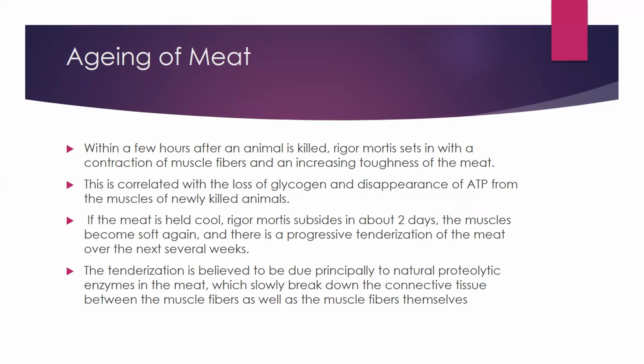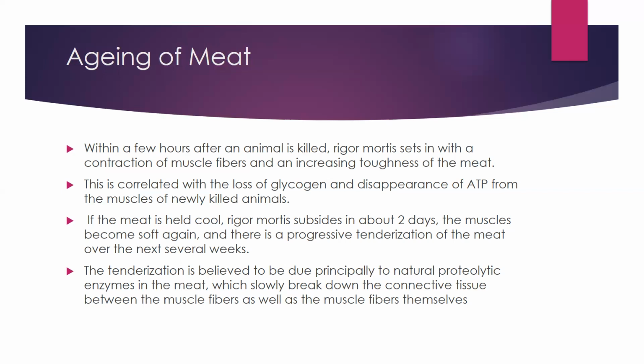This is because of the loss of glycogen and disappearance of ATP from the muscles of the newly killed animals. If the meat is held cool, rigor mortis usually lasts for about 2 days, and the muscle then again becomes soft, and there is a progressive tenderization of the meat over several weeks. So, as soon as the animal is killed, rigor mortis starts; it lasts for about 2 days, and when it is over, the muscle starts becoming soft and tender over the next several weeks.